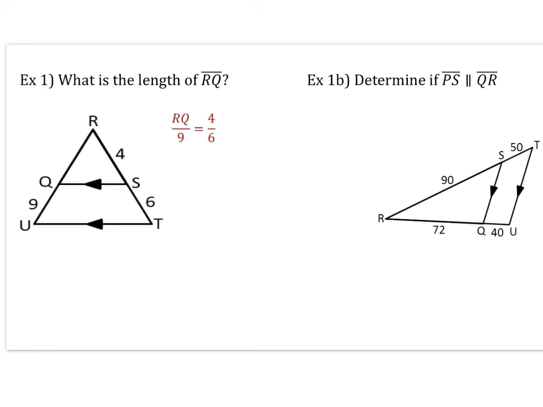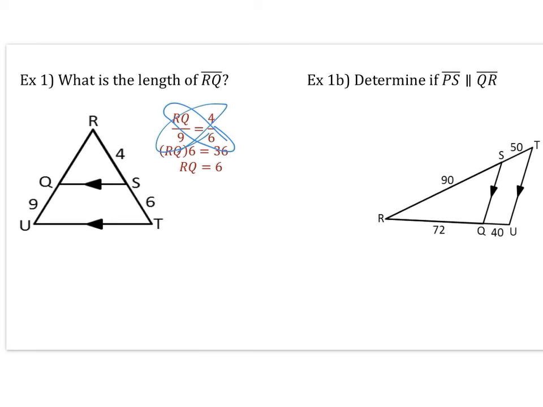So here's where you do your cross products. So you end up with RQ times 6 equals 9 times 4, which is 36. Next, you'll divide by 6 on both sides. So the length of RQ comes out to equal 6. All right, let's take a look at our next example.